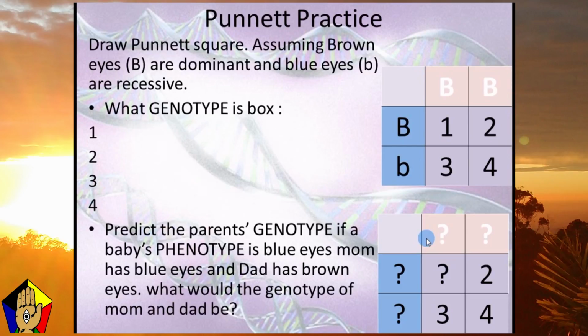So take a piece of paper. We're going to write this down. I'm going to walk you through how to do a Punnett square briefly. So you're going to draw a Punnett square, assuming brown eyes are capital B, dominant, which is more complex than this, and blue eyes are little b, which are recessive.